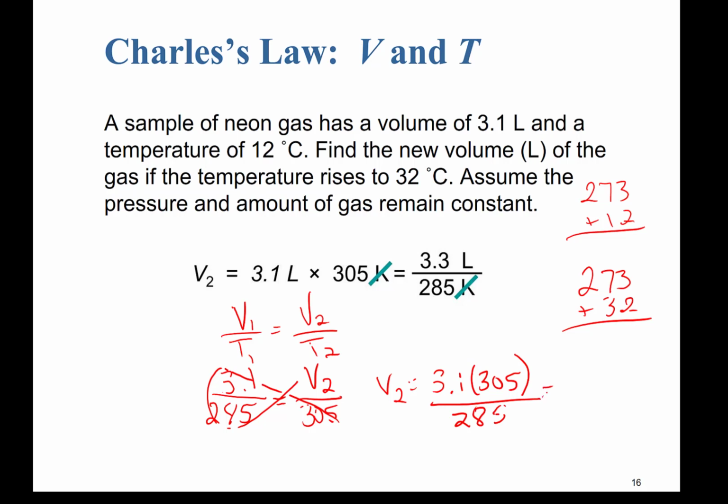Okay, and I got 3.3 liters. That's this answer. And it's got two significant figures because 3.1 has 2, 305 has 3, 285 has 3, so I need 2, which is the least amount.